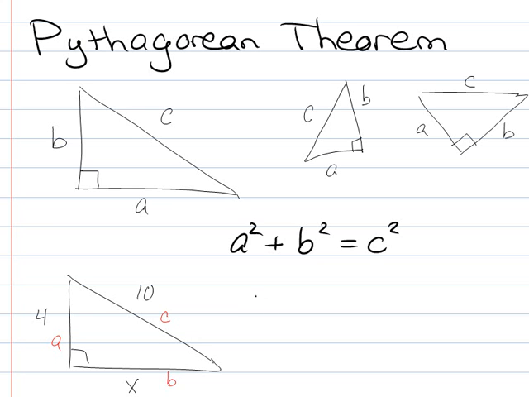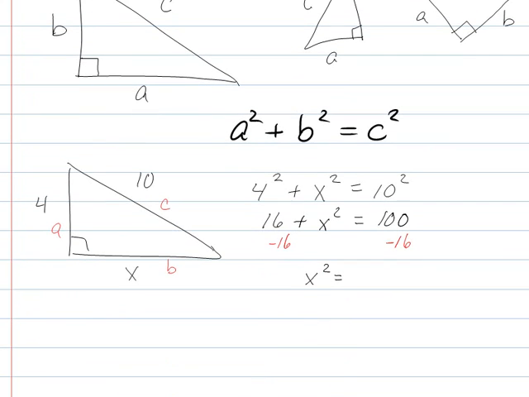So by A squared plus B squared is C squared, I have 4 squared plus x squared is equal to 10 squared. Right? So 16 plus x squared is equal to 100, or x squared is equal to 84. And then taking the square root of both sides. Again, I'm not going to use the plus or minus because I can't have a negative length.